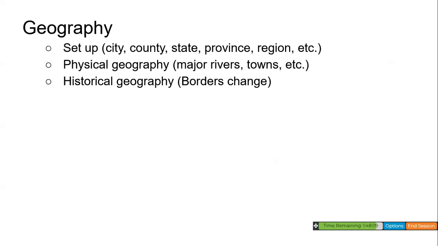Geography, as I say it, you need to know how everything is set up, whether it's a state, province, region. Physical geography, such as rivers and towns, these are things that usually don't change. So if they were on the border of the Rio Grande, the river is probably not going to move a whole lot, but it'd be easier to find it based on that description versus the historical boundary where it was the edge of the Pennsylvania colony.